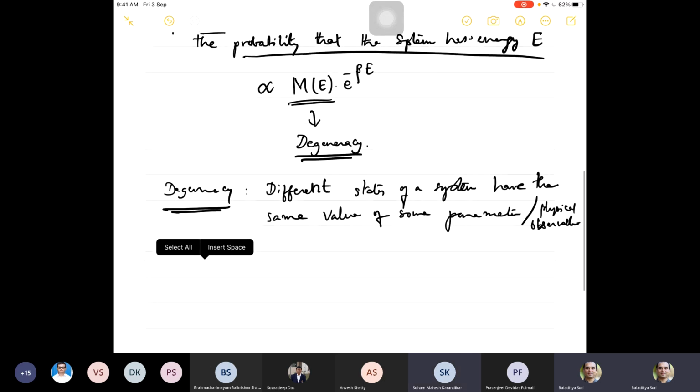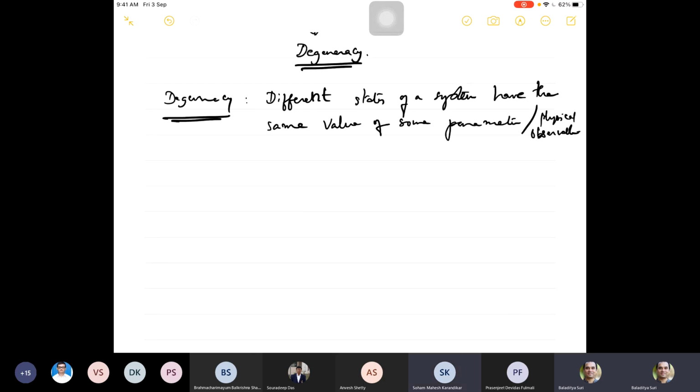Sir, how do we ensure that m of E times e to the power of minus beta E is less than or equal to 1? We don't have to ensure that. It is always taken care of, because the condition is that the sum over all E of m of E times e to the power of minus beta E, times some normalization constant, should be equal to 1.